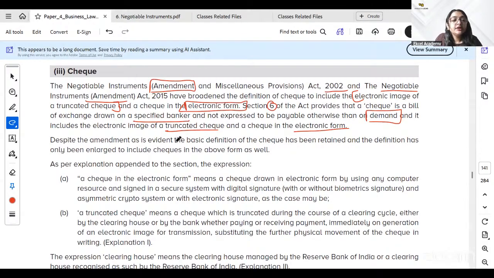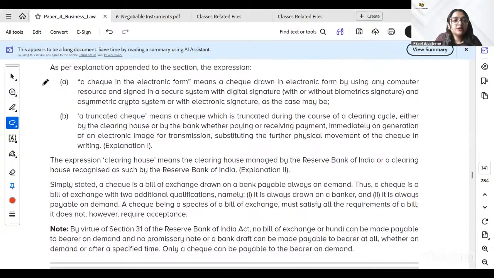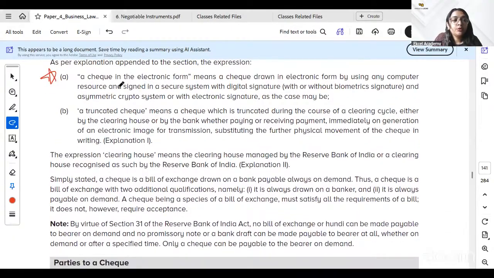As per the explanation, this is something which is very important. A check in electronic form is a check which is drawn in electronic form by using any computer resource and signed in a secured system with what? With your digital signature and asymmetric crypto system or with electronic signature.